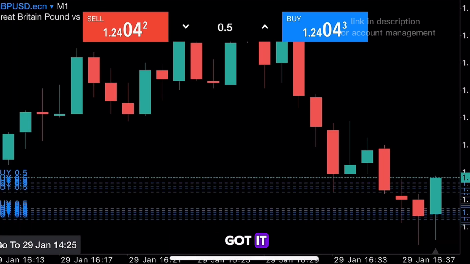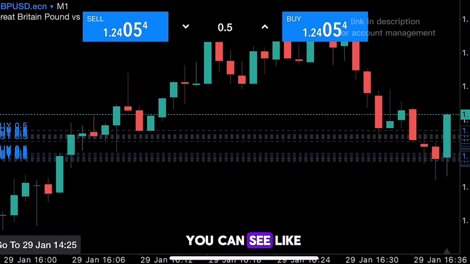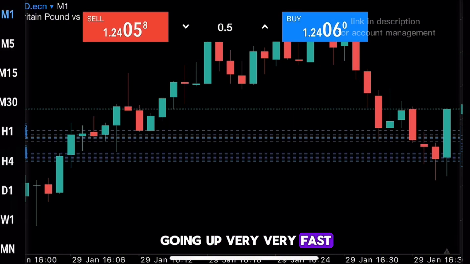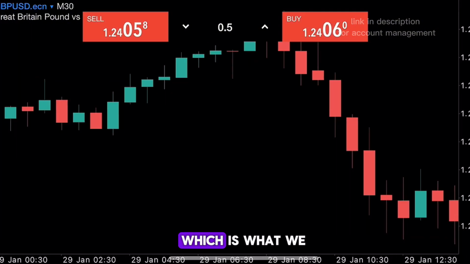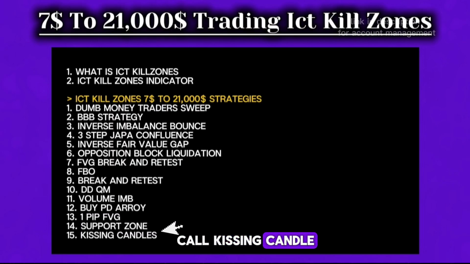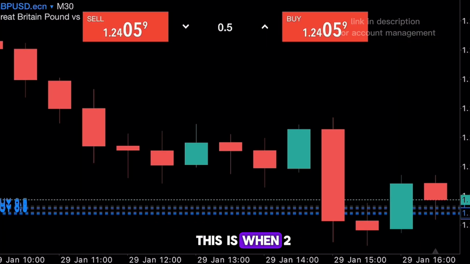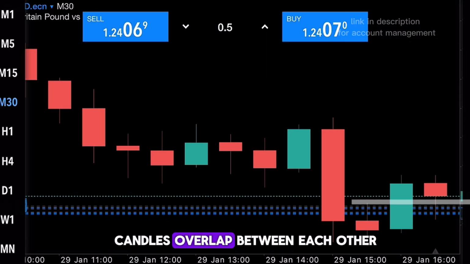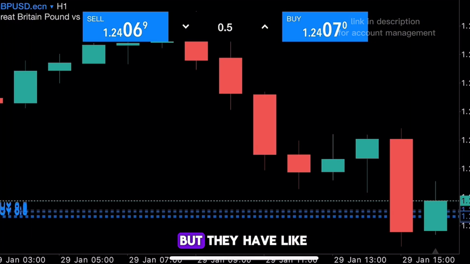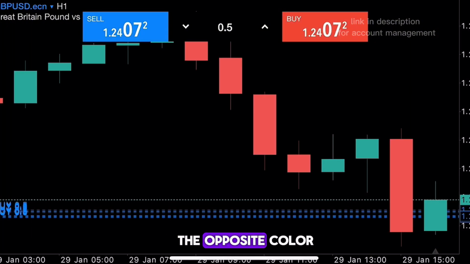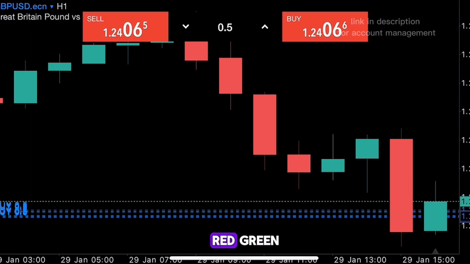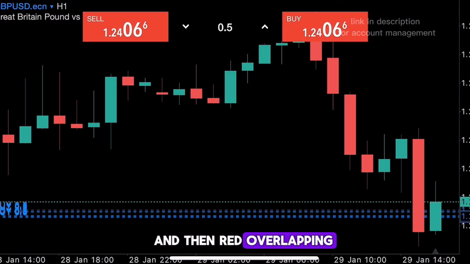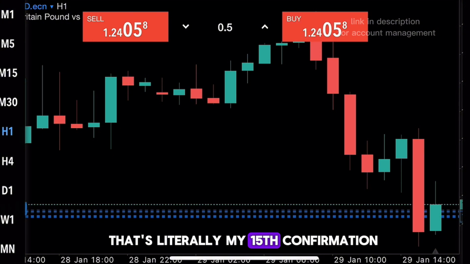And then when I got it, you can see price was already going up very fast, and that was when I went to the higher time frame and saw my confirmation, which is what we call kissing candles. Basically this is when two candles overlap between each other, but they have the opposite color. It cannot be green overlapping green. It must be red, green, and then red overlapping. That's my 15th confirmation.